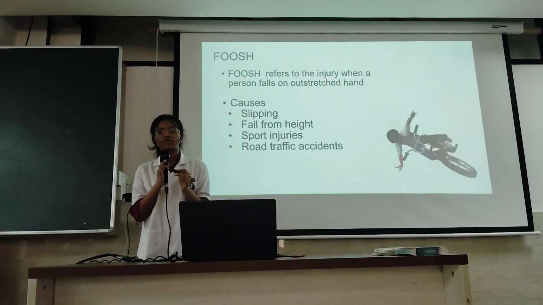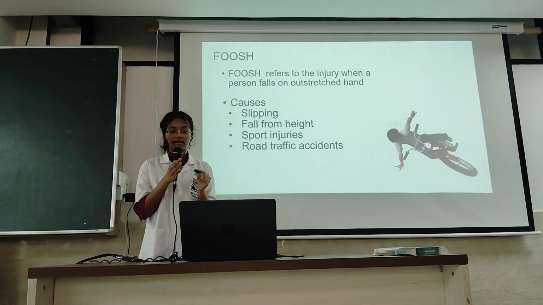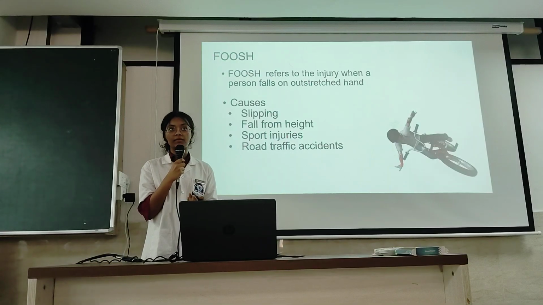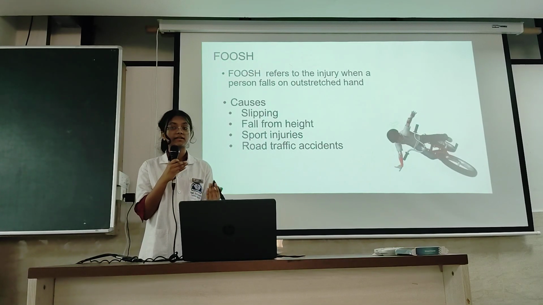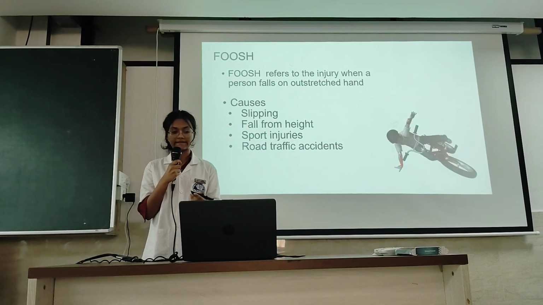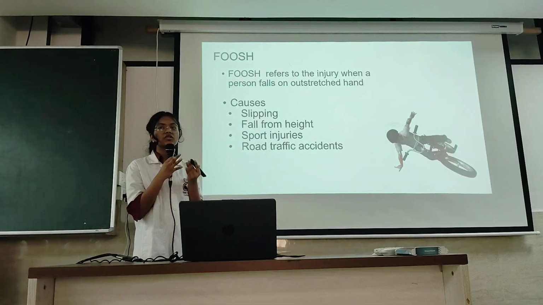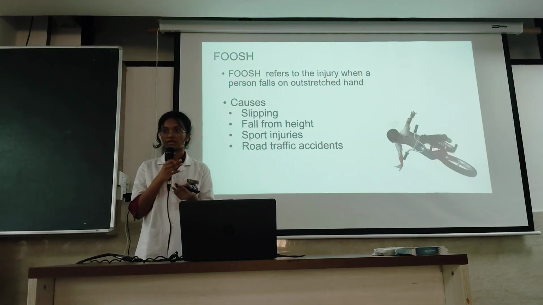Even though the primary function of the upper limb is not weight bearing, it does so in functional activities like pushing, pulling, while using crutches, or in FOOSH injuries. What is FOOSH? FOOSH injuries are caused when a person falls on an outstretched hand.